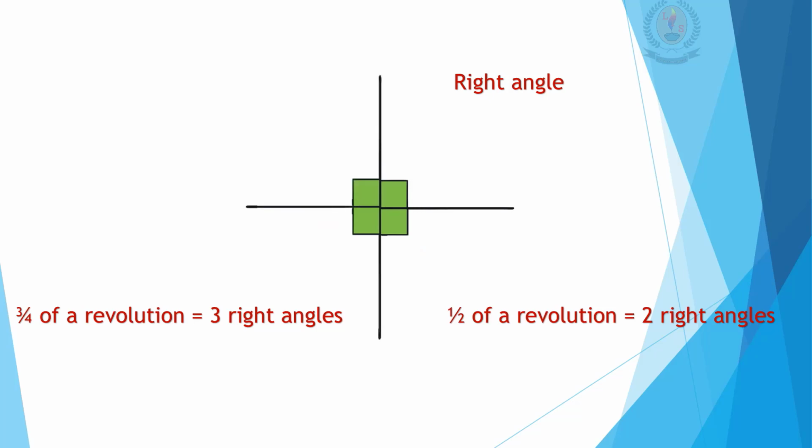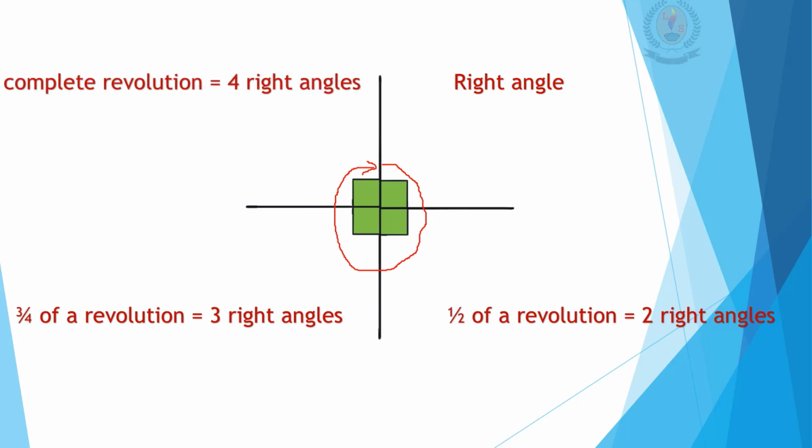Now we are given 4 right angles. What is the fraction of the revolution? Yes, 4 right angles. We can see it's like a complete revolution. That means for a complete revolution, there are 4 right angles. So, what's the relationship between right angles and the revolution?